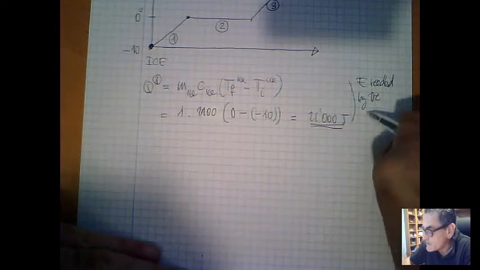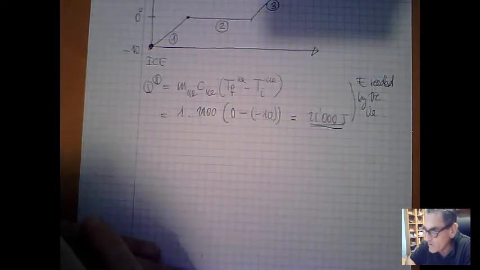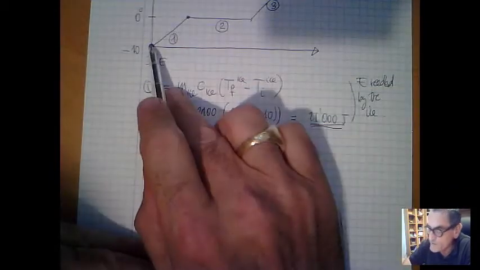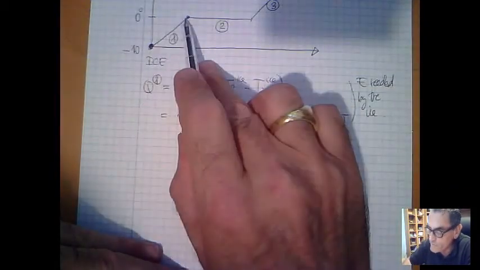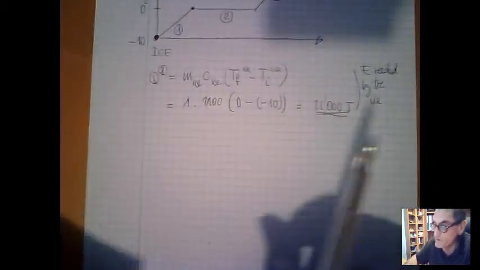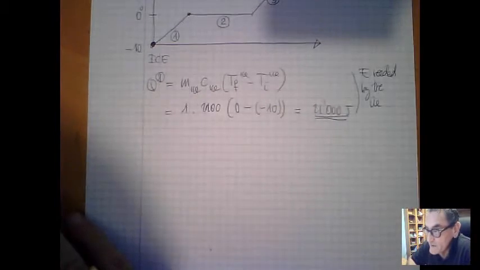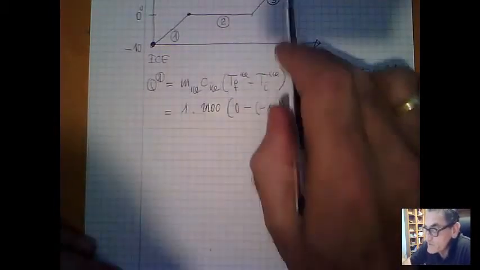by the ice. Good, that's one thing. We know now 21,000 joules to go from here to here. The system needs to receive these 21,000 joules. And who could give this energy? Well, of course, it's the water.